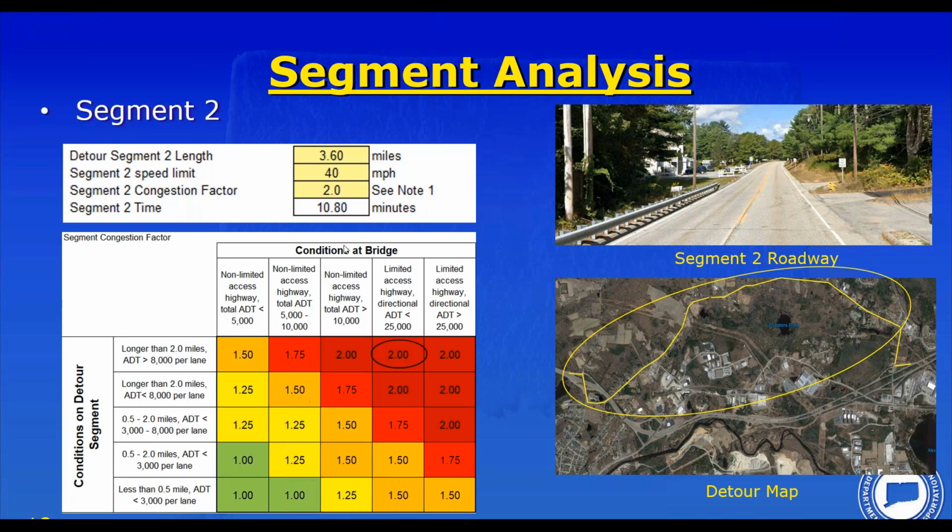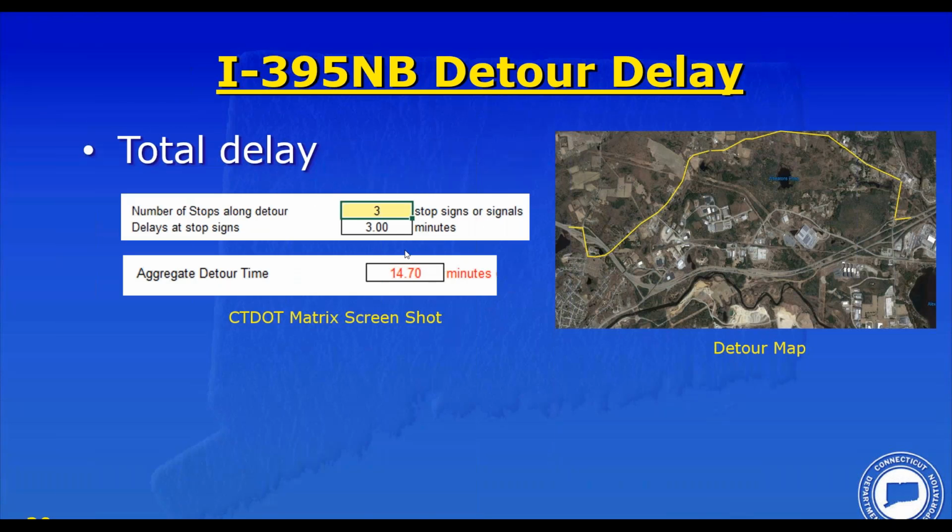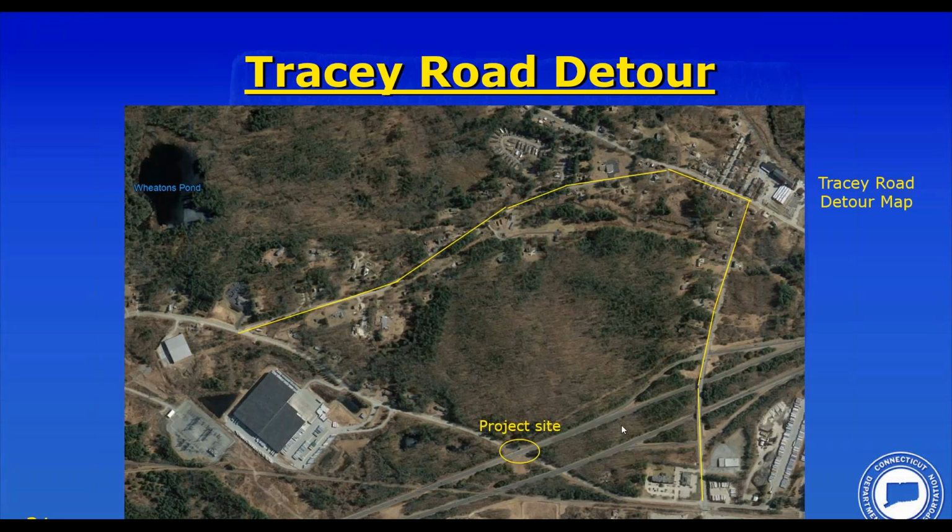So 3.6 miles, it's a longer segment length. ADT is higher, fairly high here. I might have skipped over the ADT, but it fell into this category of greater than 8,000 vehicles per lane. And we get a congestion factor of 2 for this. So we get a segment duration of 10.8 minutes. So total delay, when we throw in the 3 traffic signals, we get a delay of 14.7 minutes for the traffic using this detour. Now we need to look at the detour under the bridge.